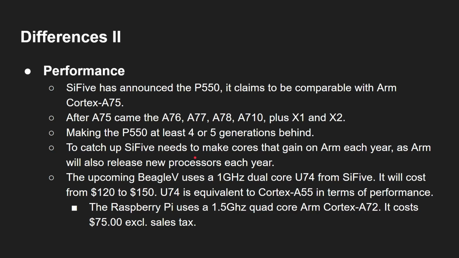And just let me give you an example of a real world application. The upcoming Beagle 5 is a Beagle board, but using a RISC-V processor. It has a 1 GHz dual core U74 from SiFive. It will cost between $120 and $150. Now the U74 is equivalent to the Cortex A55 in terms of performance, whereas the Raspberry Pi runs at 1.5 GHz, a quad core, Cortex A72, faster than the A55, and it costs $75. So you can see here there is a real world disparity between pricing and performance between what you can get today using an ARM processor and what you can get using a RISC-V processor.